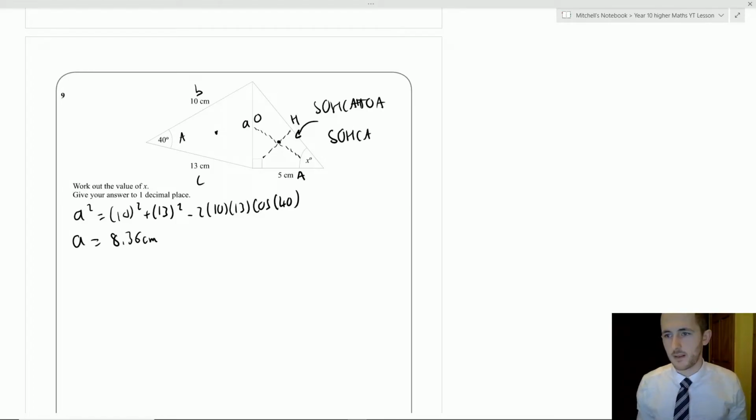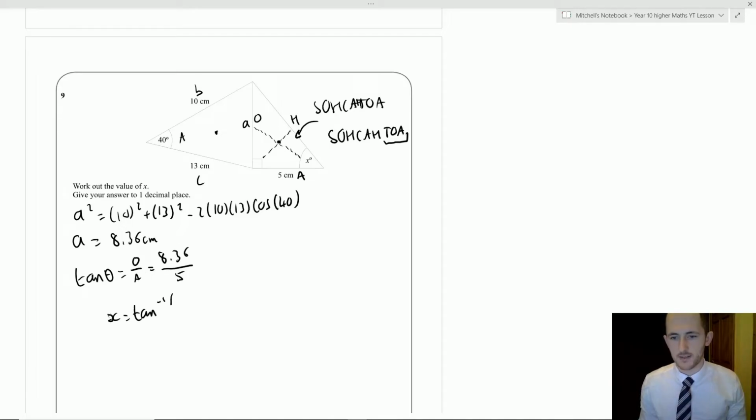SOHCAHTOA. We have the opposite side and the adjacent side, and we want the angle. So we're looking for opposite and adjacent. That's using the TOA part. So we're going to be using tan theta equals opposite over adjacent. So in this case, it's 8.36 over 5. Okay. Now, because we want the angle, not tan of the angle, we're going to also do the inverse tan. Okay. So we can call it x if you want to.